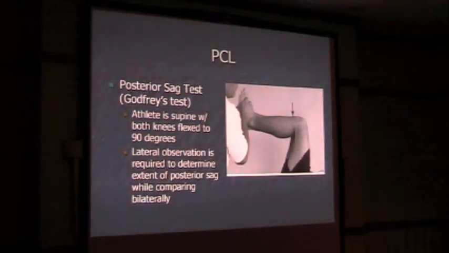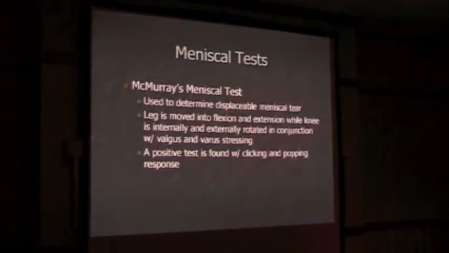Posterior sag test, also known as Godfrey's test, basically having both knees flexed 90 degrees next to each other, and if one knee kind of sags posteriorly compared to the other one, then that's a positive posterior sag test. And a lot of times if they contract their quads, that'll actually reduce and it'll pull up and you can actually see that.